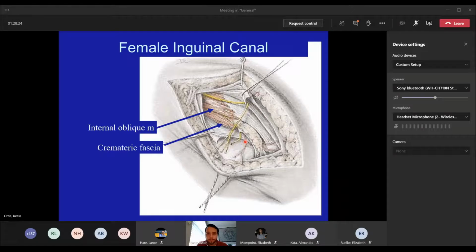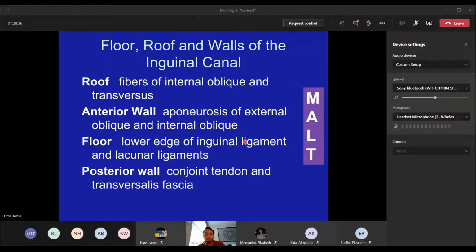Nothing too important here. Okay, so your inguinal canal is going to have the roof, the anterior wall, the floor, and the posterior wall. The best way to remember the borders of this inguinal canal is going to be MALT. That's the way I feel is the best way to remember. I'll show you on the next slide what I mean by that. It's going to be muscles, aponeuroses, ligaments, and tendons. So MALT stands for muscles, aponeuroses, ligaments, and tendons. You'll see on the next slide how I'm going to use that to remember the roof, the anterior wall, the floor, and the posterior wall.